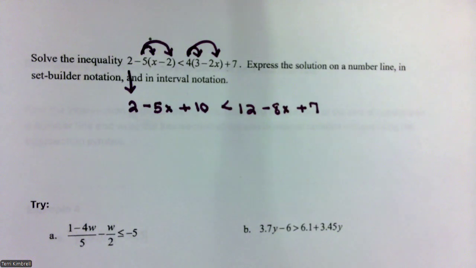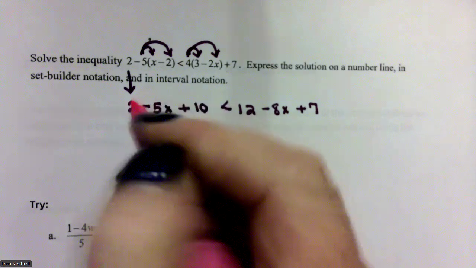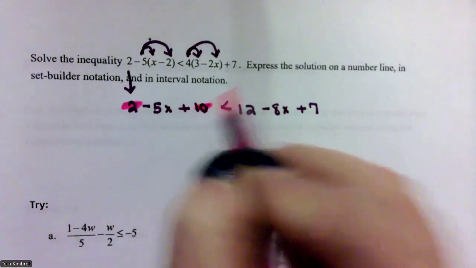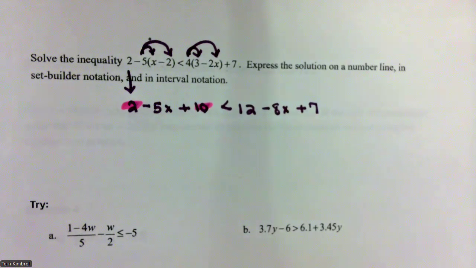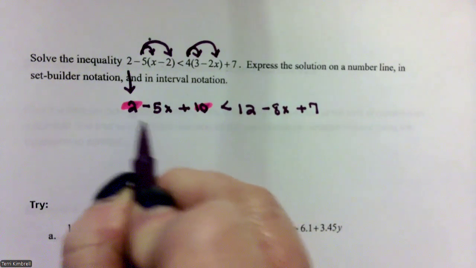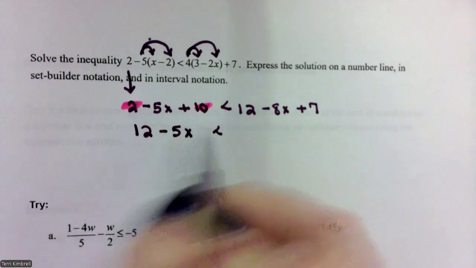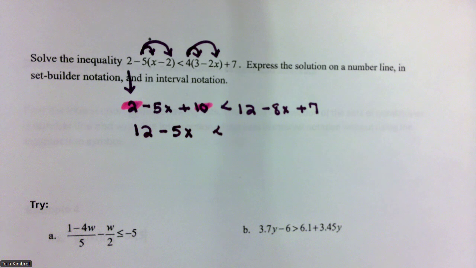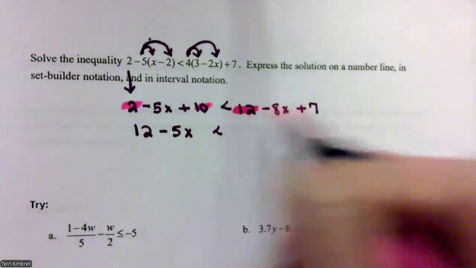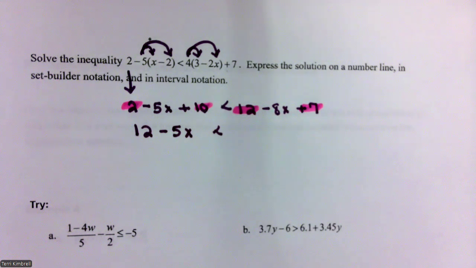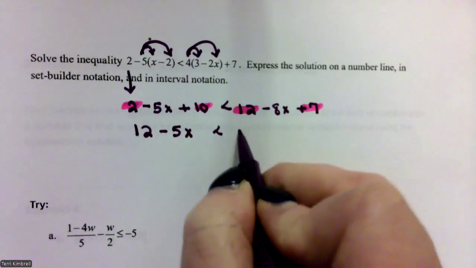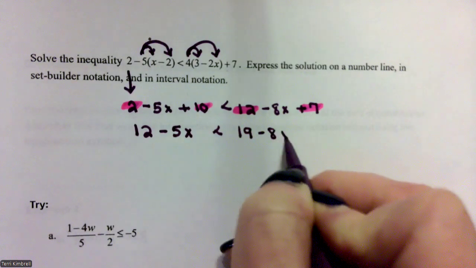Now, after you have distributed, you want to look to the left and see if you can combine anything. So we're going to be able to put together 2 plus 10, which gives us 12. On the right side, we're going to be able to add the 12 plus the 7. That's going to give us 19.